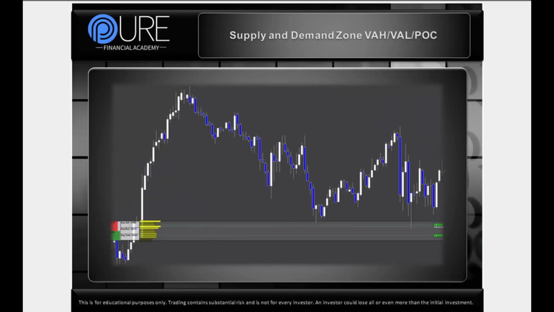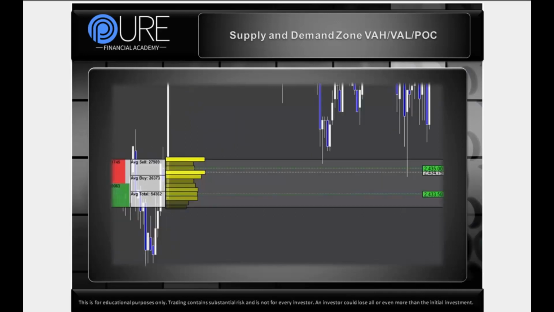Okay. You also notice right here there's a few lines in that zone. Maybe if I zoom in here a little bit, I think you'll be able to see that a little bit better. But basically we have three things. These are acronyms: VAH, value area high; VAL, value area low; and the POC, the point of control. So these are three lines all based on the volume at these locations.